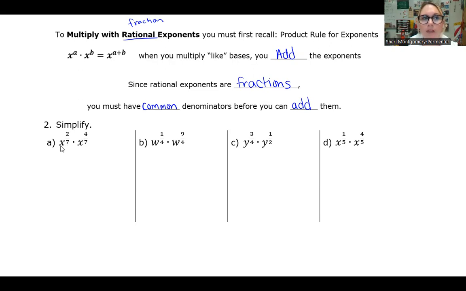Here, if I multiply the bases, they have to both be x's, both be y's, both be w's, whatever. If I multiply the bases, I will add the exponents. And so do they have a like denominator? Yeah, so I just add them together. 4 plus 2 is 6. So I get x to the 6 over 7 as the exponent. And that's it.